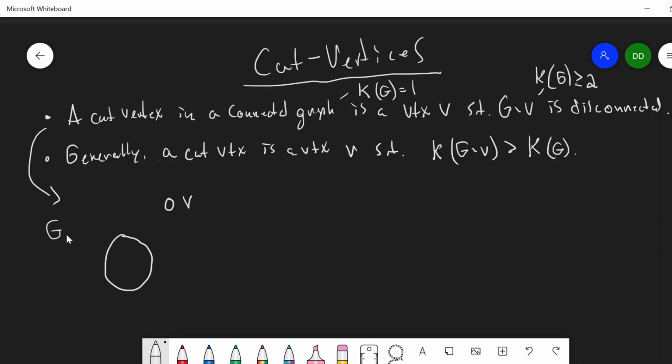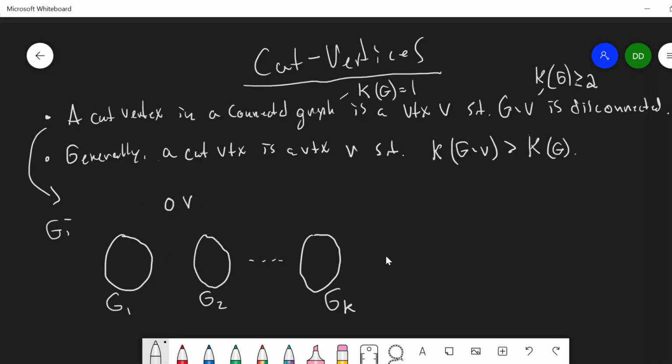So I'll draw these big blobs, or as one of my old professors called them, potatoes. So there's a bunch of vertices in this blob, at least one vertex in each blob, and we have at least two blobs. So these are my components. We could have more. Let's call these G1, G2, GK. So these are what's left once we remove V. But I'm looking at just G here.